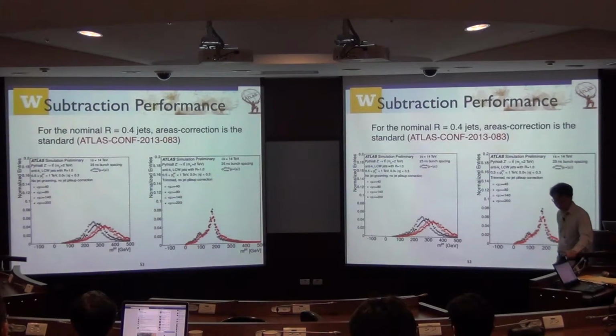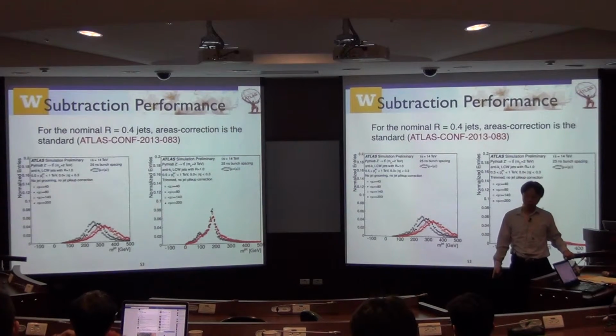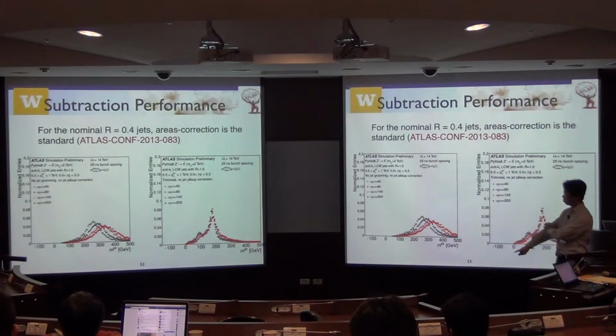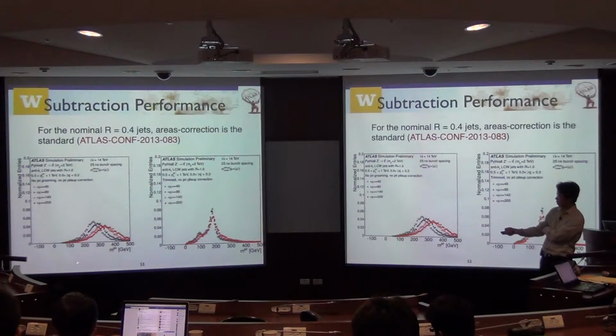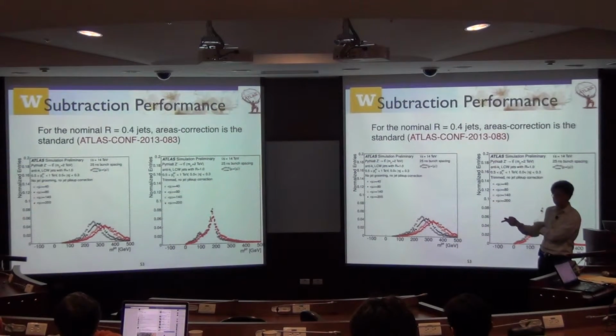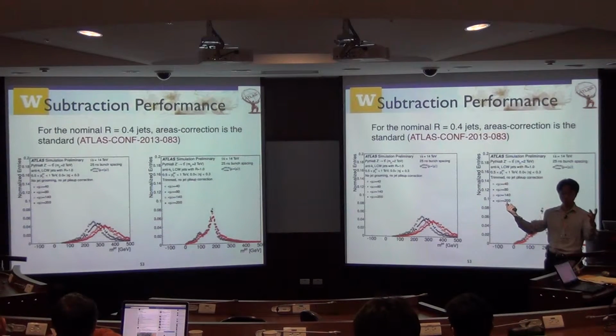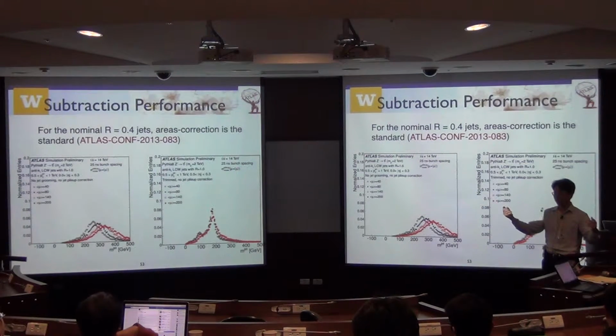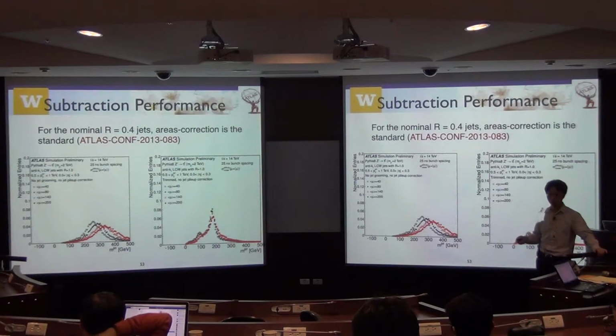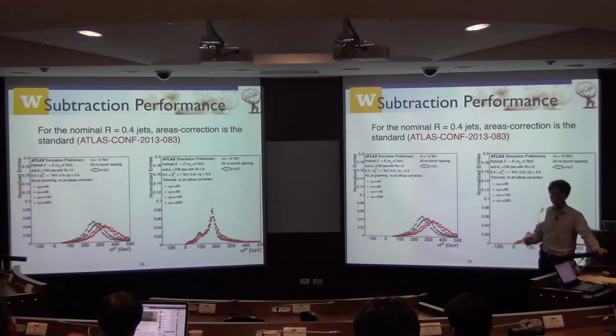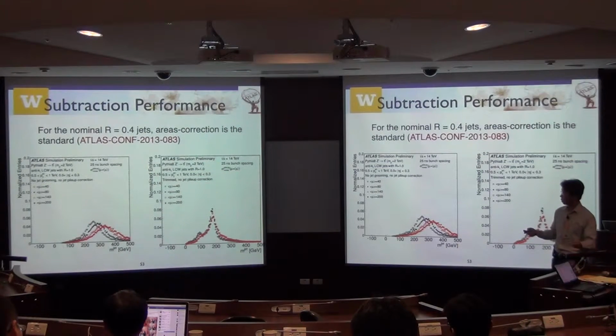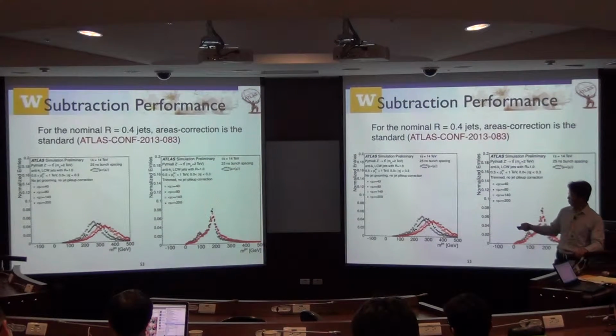And here, let's see a different way the subtraction performance looks. So you have a distribution of the jet mass. This is a Monte Carlo that we produced with some extended gauge bosons like Z prime to t t-bar. And then you look at the scenario where you have the jet reconstructed.